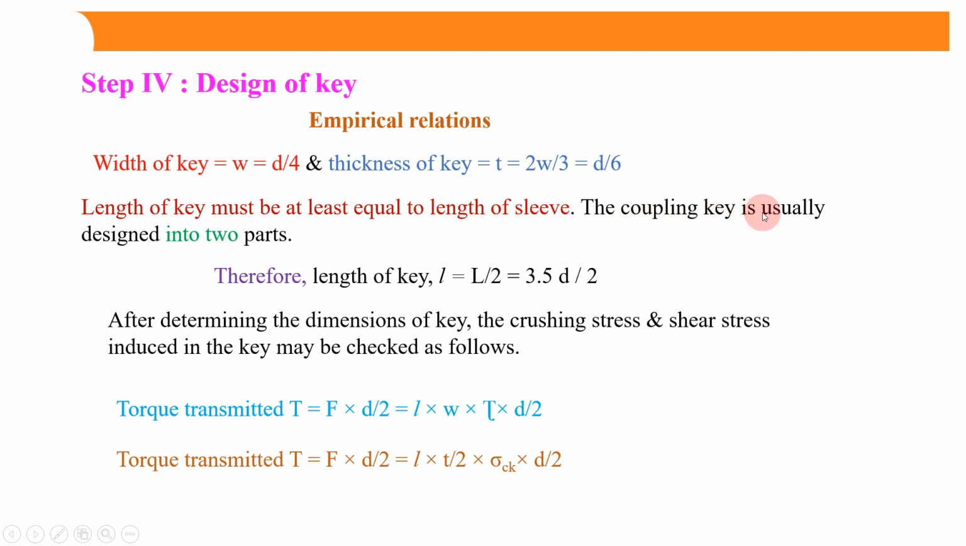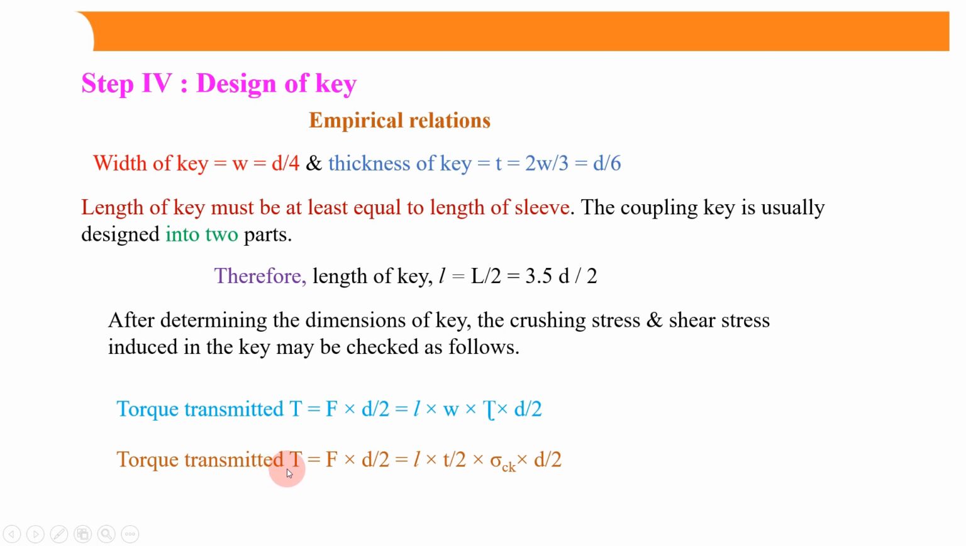The coupling key is usually designed in two parts. Therefore, length of key small l is equal to capital L by 2, which is equal to 3.5 times d by 2. After determining the dimensions of key, the crushing stress and shear stress induced in the key may be checked as follows. For checking the shear stress, torque transmitted T is equal to F into d by 2, which is equal to l into w into tau into d by 2. By this relation you can calculate the value of tau.